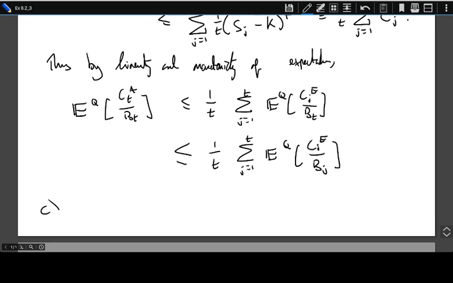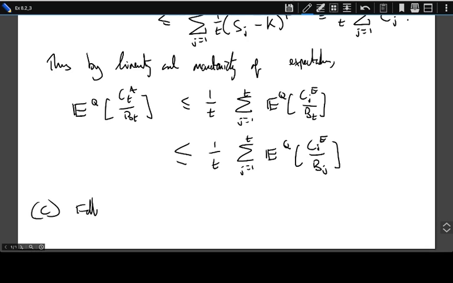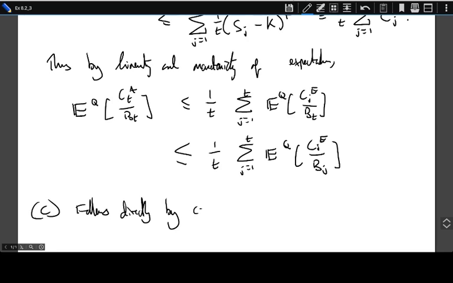Now the last part follows directly by combining the results of part A and part B.